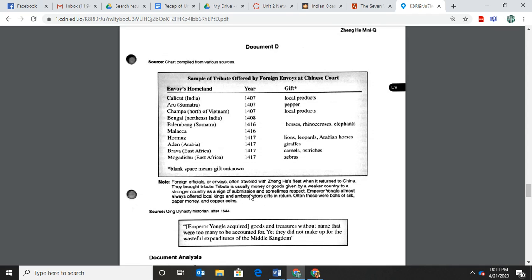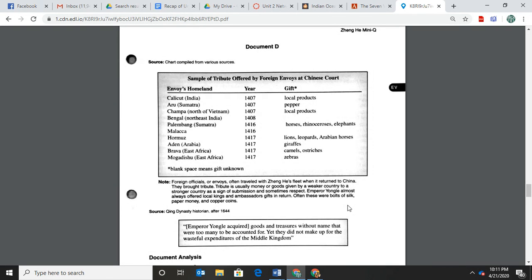When it returned to China, they brought tribute. Tribute is usually money or goods given from a weaker country to a stronger country as a sign of submission and sometimes respect. Emperor Yongle almost always offered local kings and ambassadors gifts in return. Often these were bolts of silk, paper money, and copper coins. And that's kind of funny.